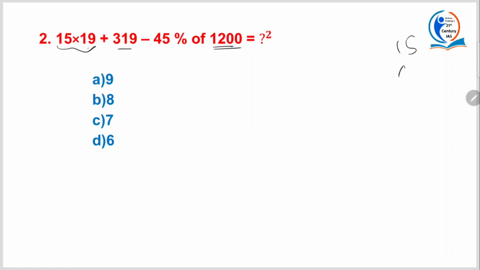15 into 19, you will write like this and multiply. And 45% also, you will write 45 by 100 into 1200. The zeros cancel, so 45 into 12, you will do it like this. Okay.